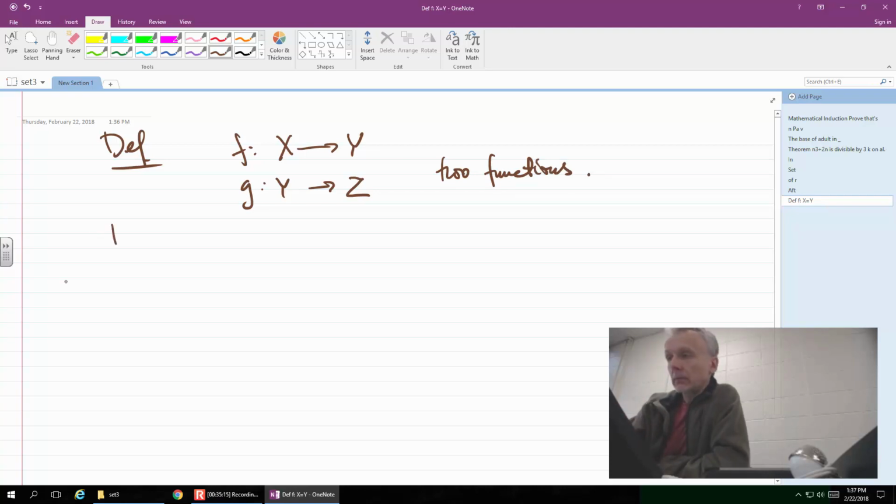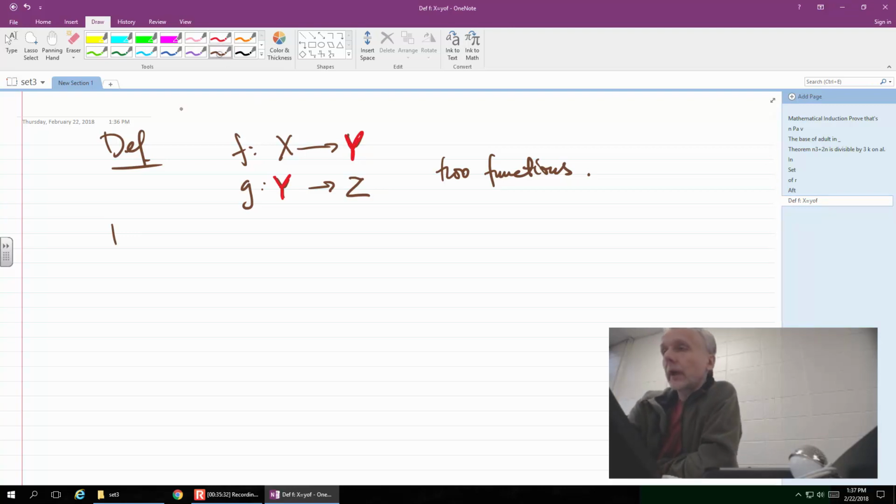Okay, then. As you can see, the only thing that they have in common is that the codomain of the first is the domain of the second, right? Well, let's make that clear. That's what makes it possible to do the substitution.